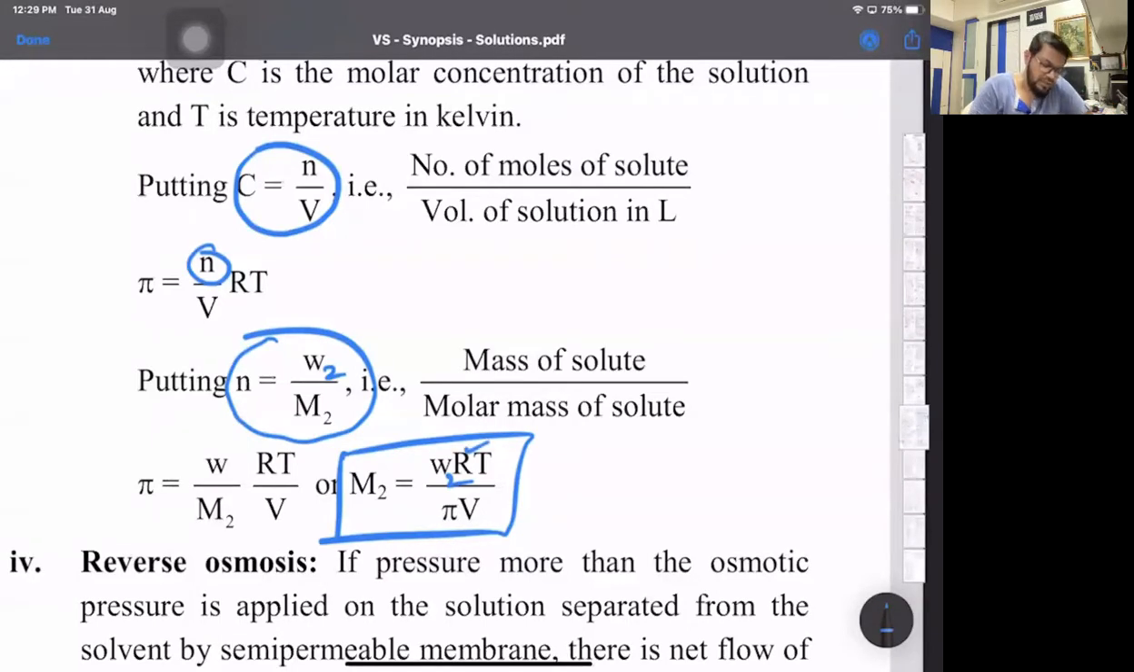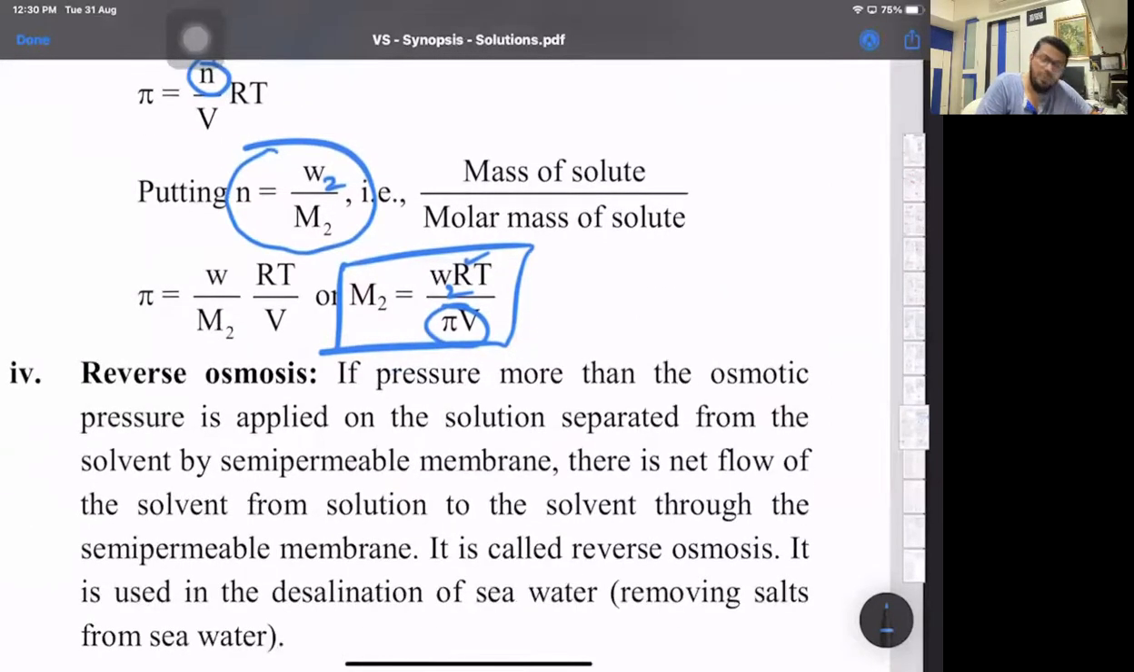Most important here, the value of R. Value of R is decided by pi and V. Osmotic pressure pi in atmosphere, volume in liters, then R will be 0.08206 liter atmosphere. If osmotic pressure pi is in pascals or Newton per meter square, and volume in meter cube, R will be 8.314 joules per Kelvin per mole. Again, osmotic pressure pi, which is a colligative property, and molar mass are inversely proportional.